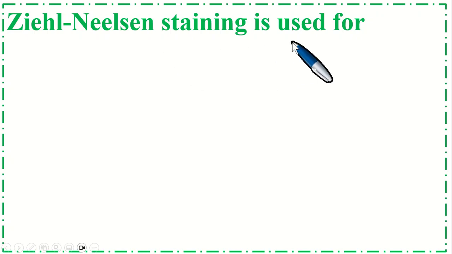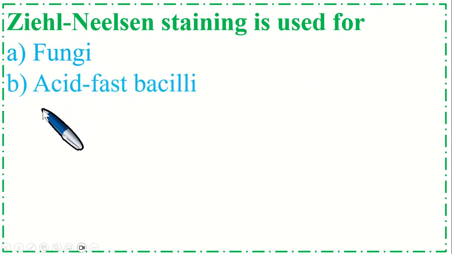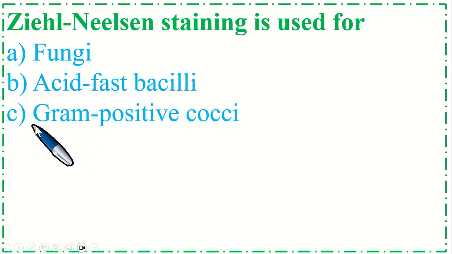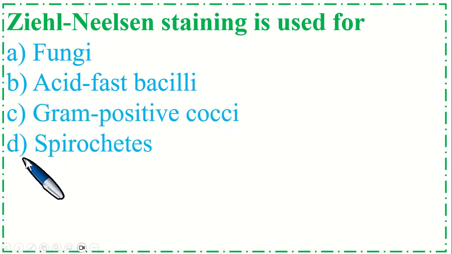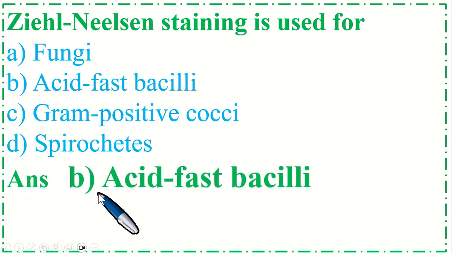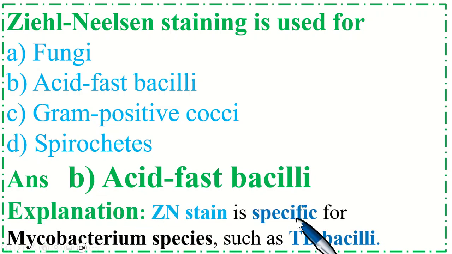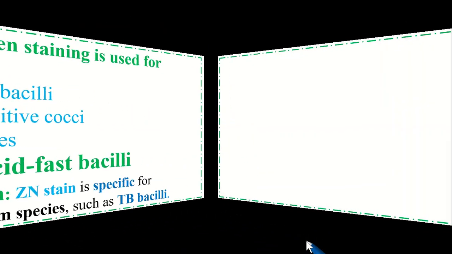ZN stain is used for option A fungi, B acid fast bacilli AFB, option C gram positive cocci, and option D spirochetes. So the correct option is B, AFB bacilli. ZN stain is specific for Mycobacterium species such as TB bacilli.